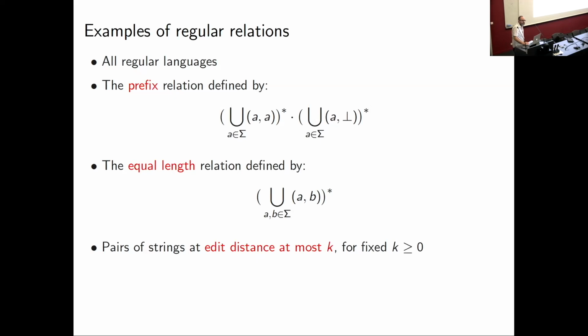For instance, for any fixed k, we have all pairs of words or strings that are edit distance at most k. This is something that we can do, and this is a relation that is important, for instance, when comparing biological sequences, edit distance.